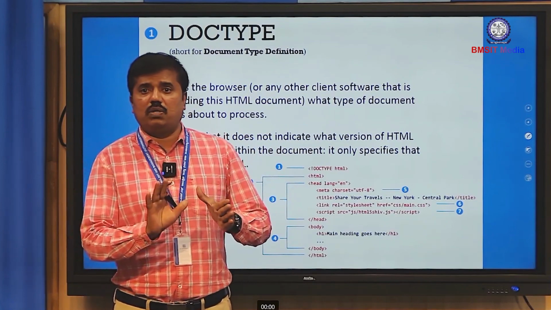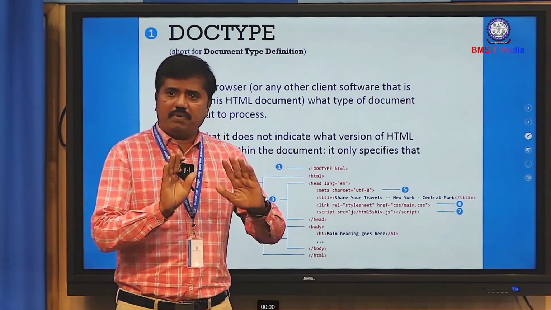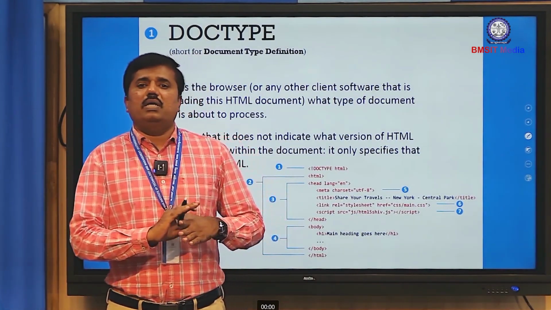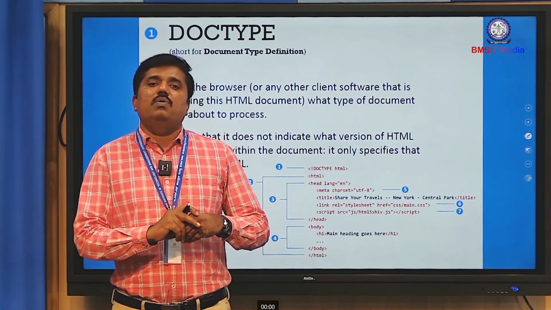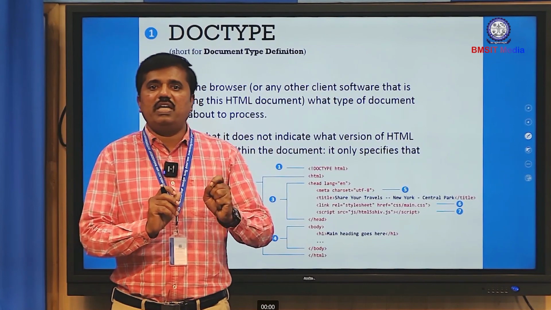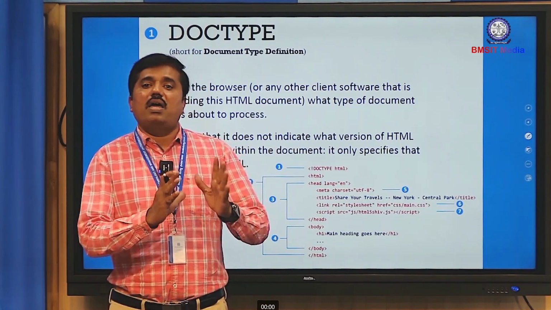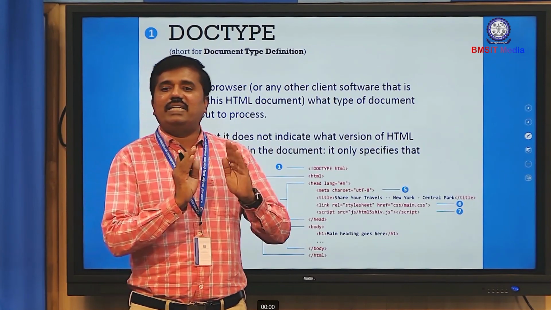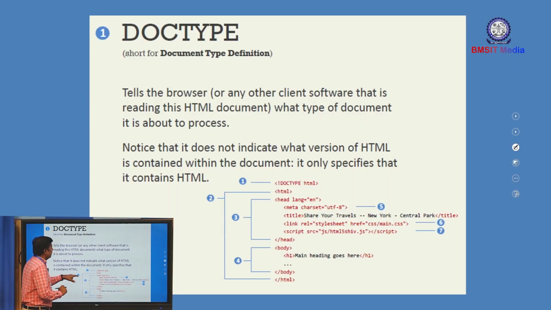So please make a note. It never informs the browser which version of HTML I am using. No, it only informs that I am an HTML file. So that is the meaning of the first line. DOC means document type. It informs what type of document it is, so it belongs to a document of type HTML.